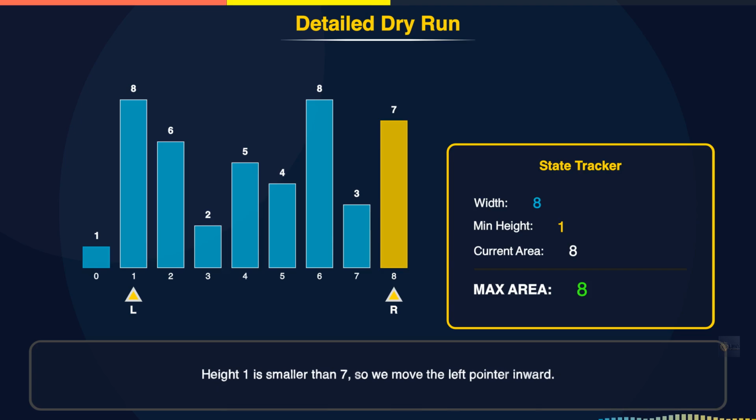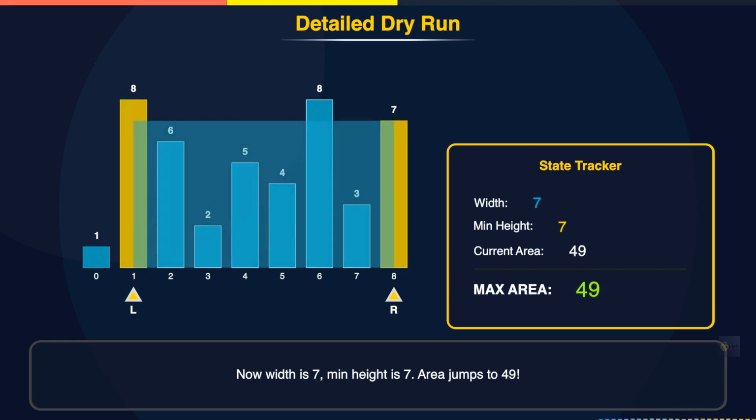Now left is at index 1 with height 8. The width is 7, and the minimum height is 7. Area is 49. That is a huge jump. We update max area to 49.